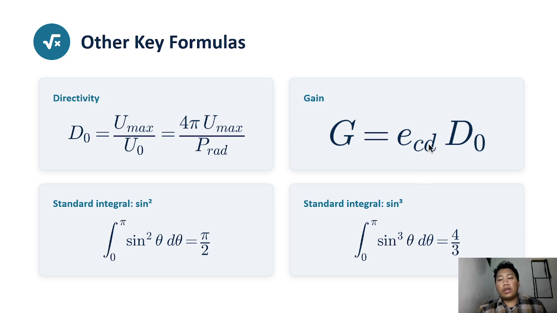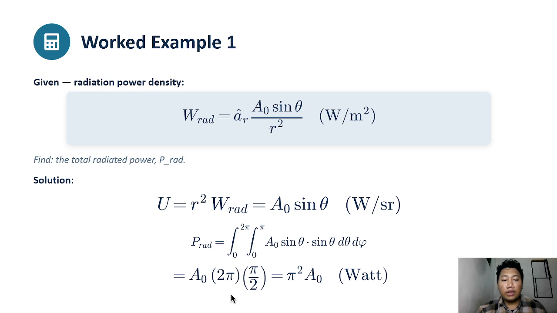Before we get to the example, here are a few more key formulas you want to know. Gain is just the radiation efficiency times the directivity. At the bottom, the integral of sin squared theta gives pi over 2, and the integral of sin cubed theta gives 4 over 3. Trust me, guys, you'll see these two a lot, so it's worth memorizing them. So, let's begin working on example number one.